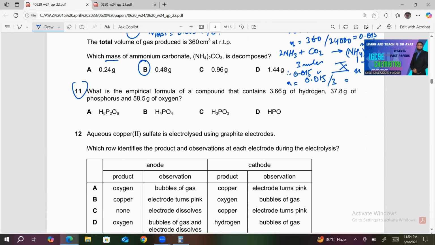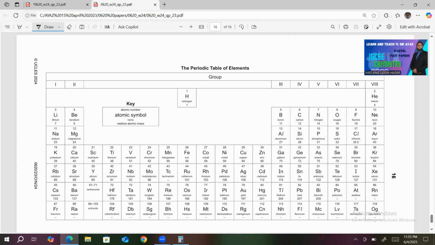11. What is the empirical formula of a compound that contains 3.66 grams of hydrogen, 37.8 grams of phosphorus, and 58.5 grams of oxygen? So we have hydrogen, phosphorus, and oxygen. The mass of hydrogen is 3.66, phosphorus is 37.8, oxygen is 58.5. The first step, we need to divide it by AR of these. For hydrogen, AR will be 1. For phosphorus, it's 31. For oxygen, it's 16.